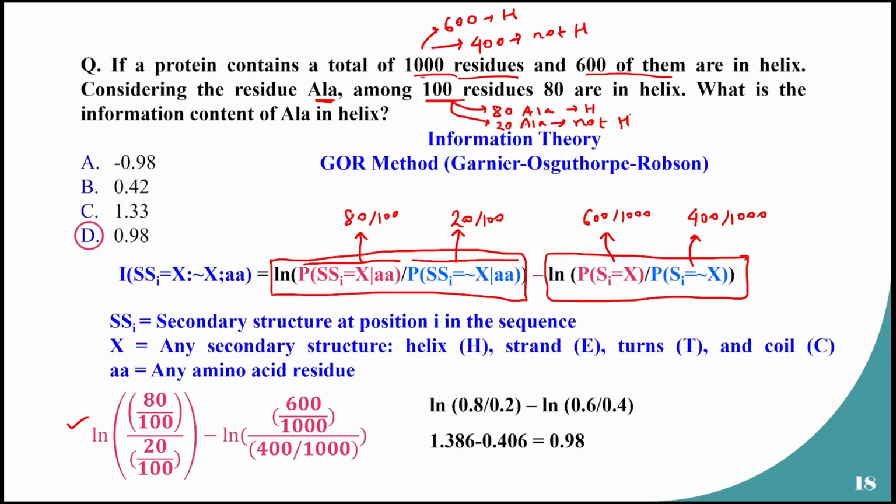You get basically ln of 4, right? And then minus you have the 600 divided by 100. Again, 1000 is cancelled out here, so ln of 600 divided by 400 kind of, right? So if you do the calculation, you would get a value of 0.9. So just that. For alanine, you have to calculate, and then for overall amino acids, you have to calculate.